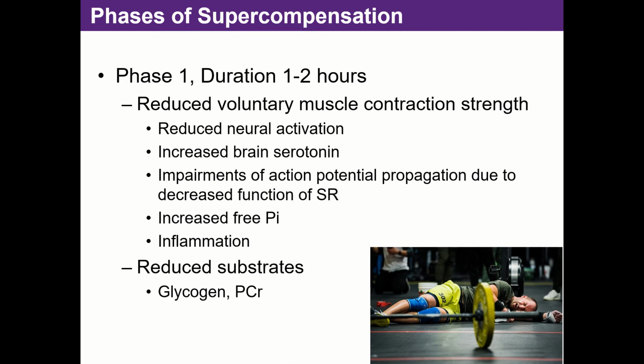So in the first phase, that is in the 1 to 2 hours after the exercise, again, you're going to see a reduction in voluntary muscle contraction strength. There are several reasons that that probably happens. The first is reduced neural activation. Anything neural is the nervous system. So reduced neural activation. Remember that being able to increase the strength of muscle contraction, there's kind of two factors from a neuromuscular standpoint that we'll do.